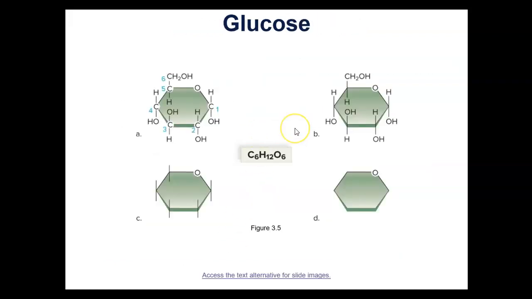This is a picture of different ways to represent the molecule glucose. You will need to know this. C6H12O6 is the chemical formula for glucose. The other images are just showing you that glucose tends to be drawn as a green hexagon.